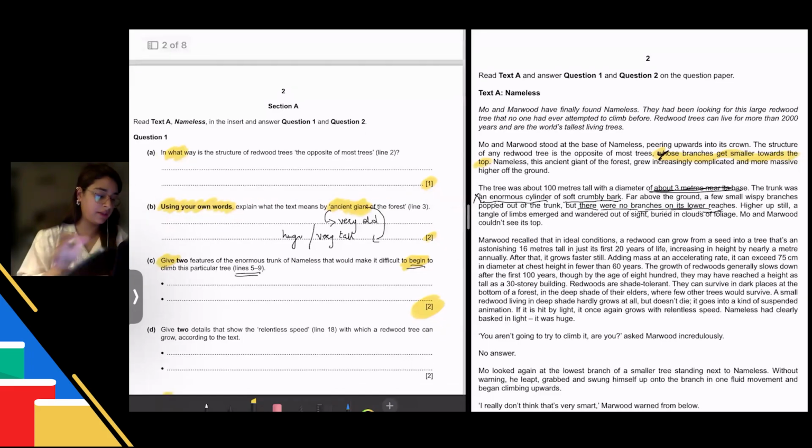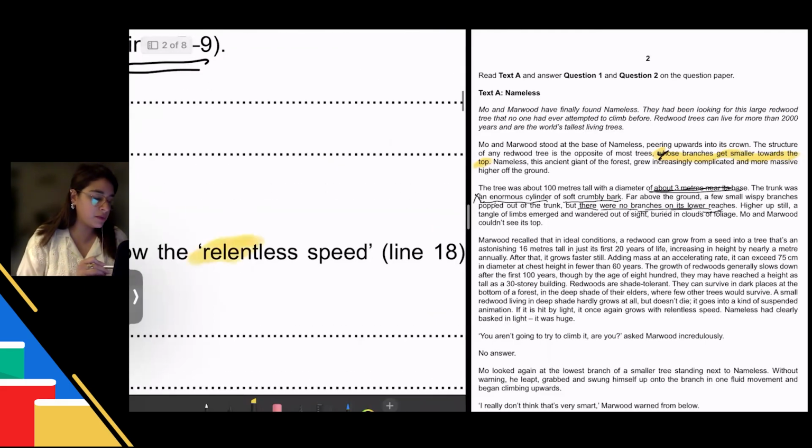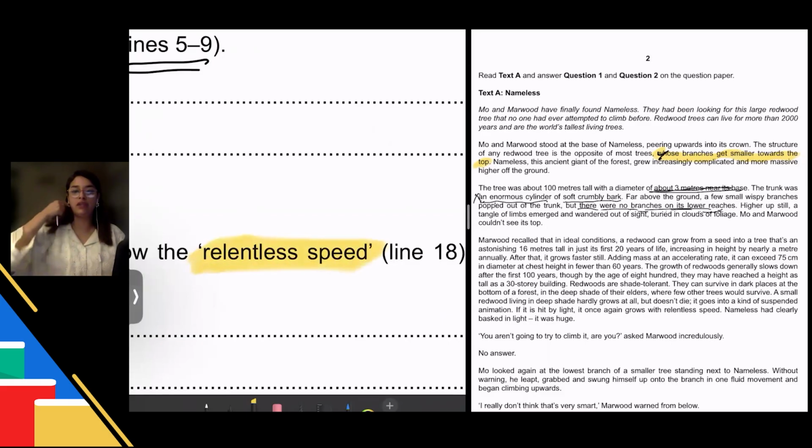The next question, another give question, talks about how you are expected to give 2 details that show the relentless speed, line 18, with which a redwood tree can grow according to the text. So again, since this is a give question, we will simply pick out 2 details from the text that tell us about the relentless speed. So the first thing we need to understand is, what does the word relentless speed mean? This is basically talking about how quickly this tree grows or perhaps does not grow.